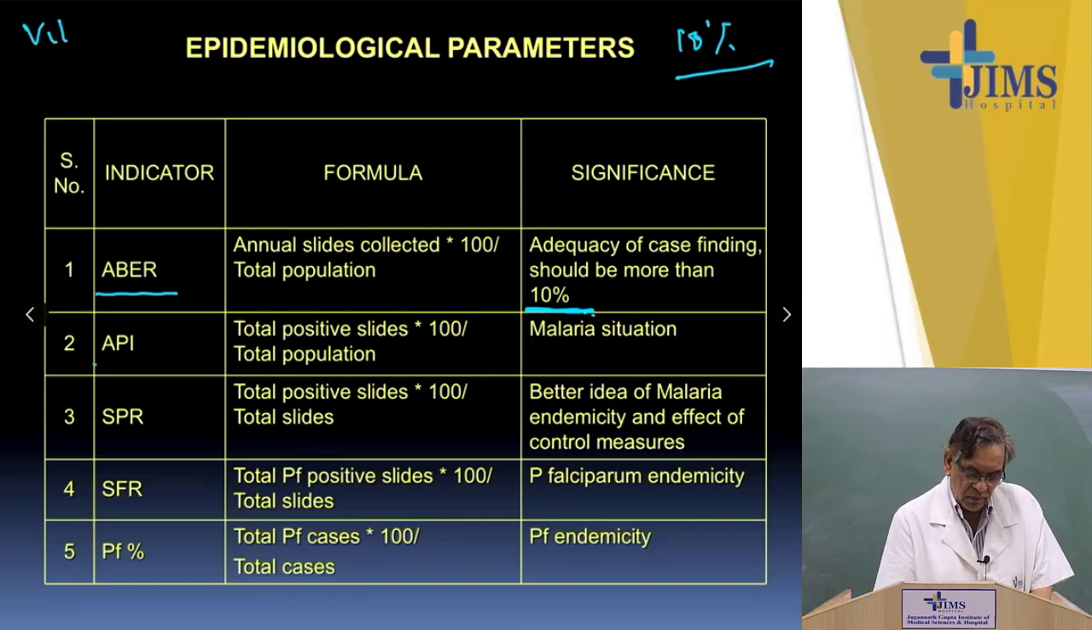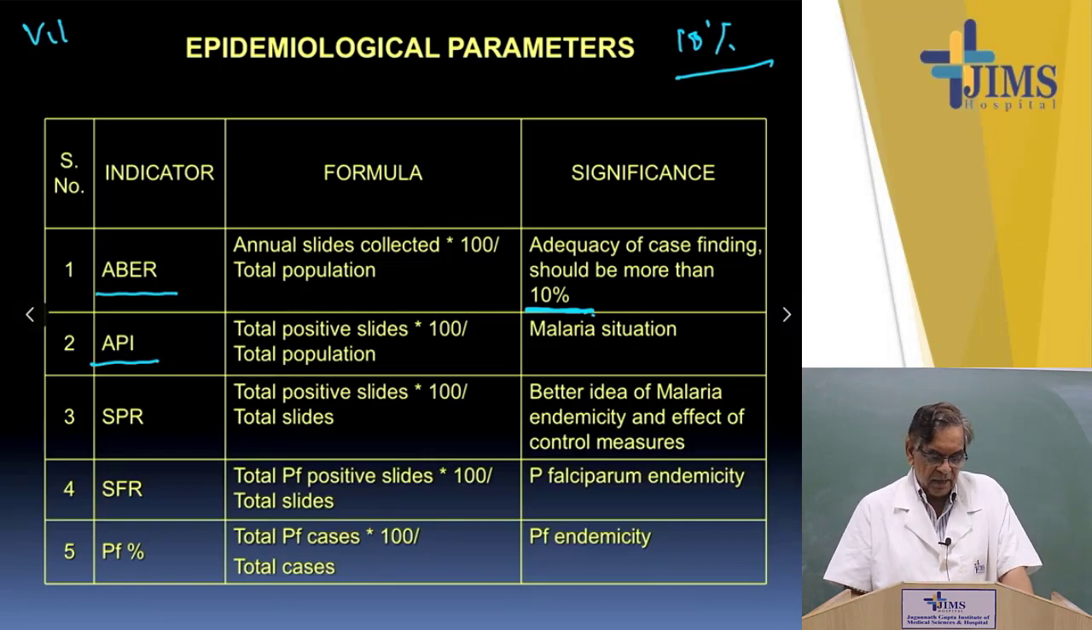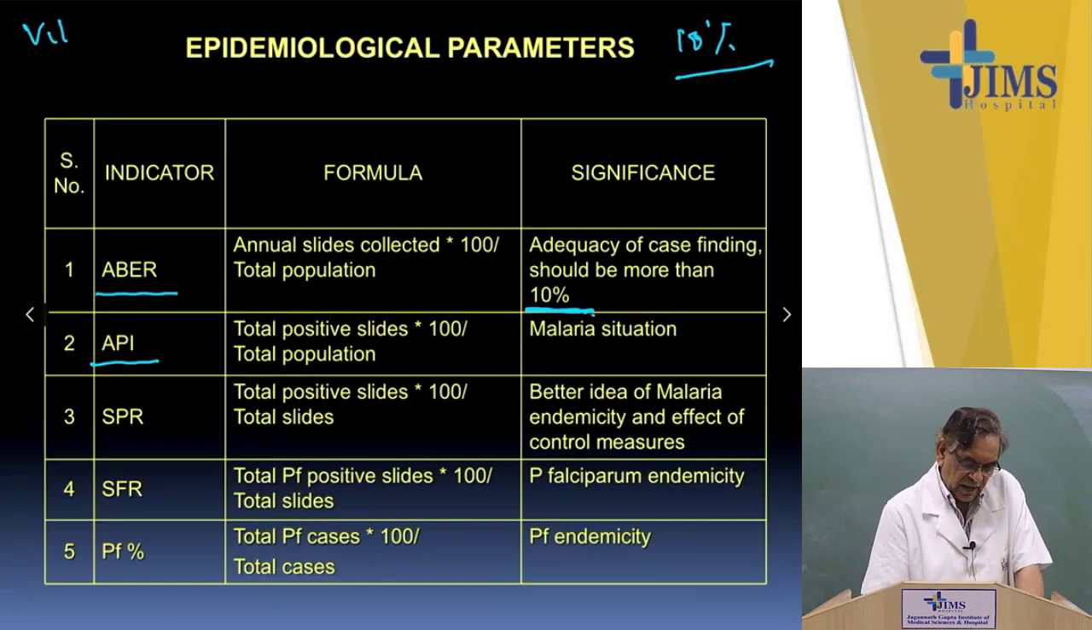The API, the annual parasite incidence, is the total positive slides divided by the total population into 1,000. Say for example, if there were 5 cases in a village which has a population of 1,000, so the multiplying factor is 1,000. So what will be the API? API will be 5.